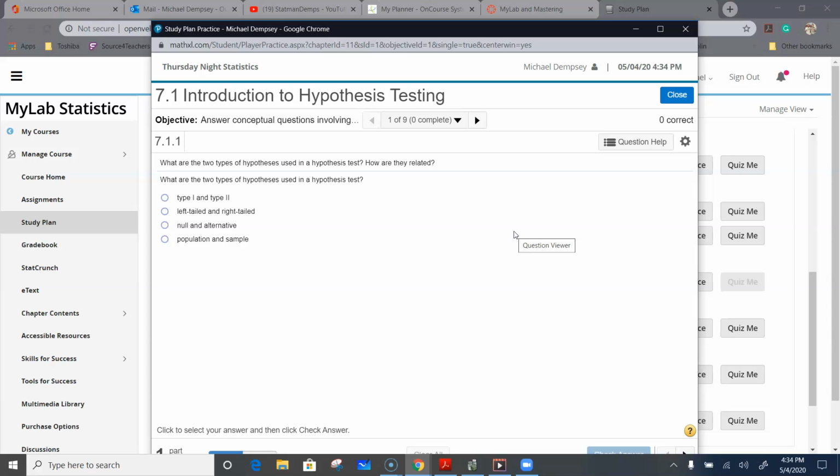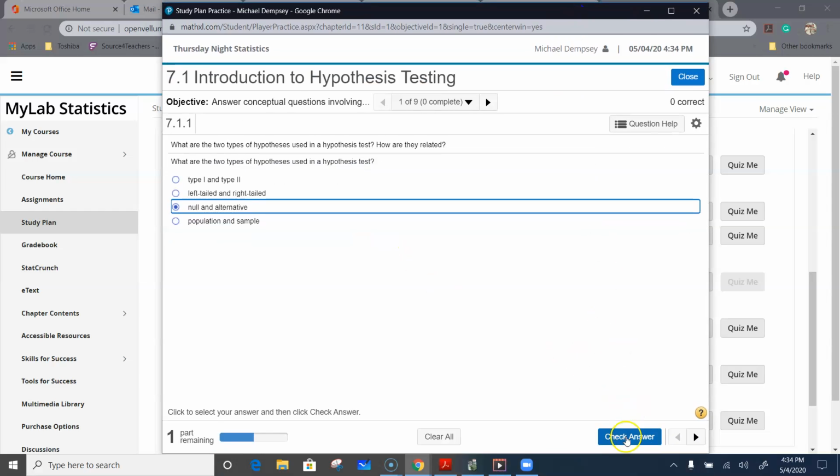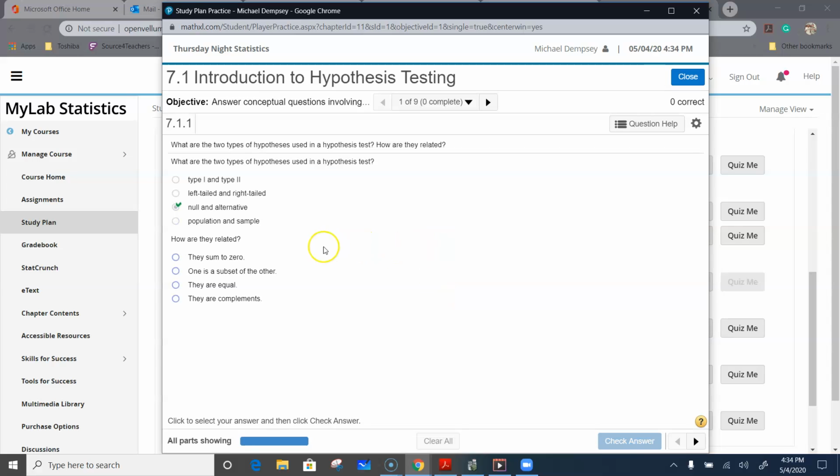What are the two types of hypothesis used? How are they related? We just have the null hypothesis and the alternate hypothesis. That is it. Those are the only two hypotheses that we have, okay? How are they related? They're complements to each other, right? So they have to add up to 1.